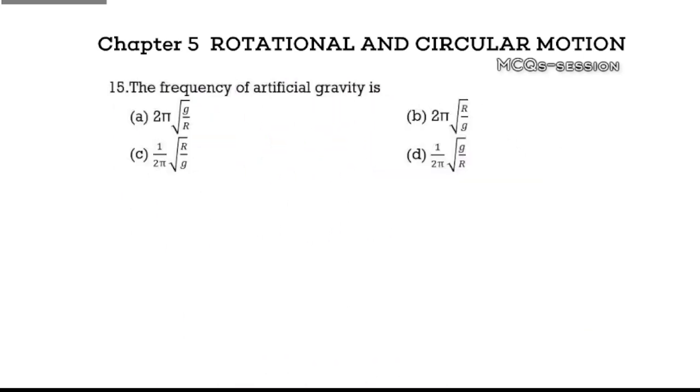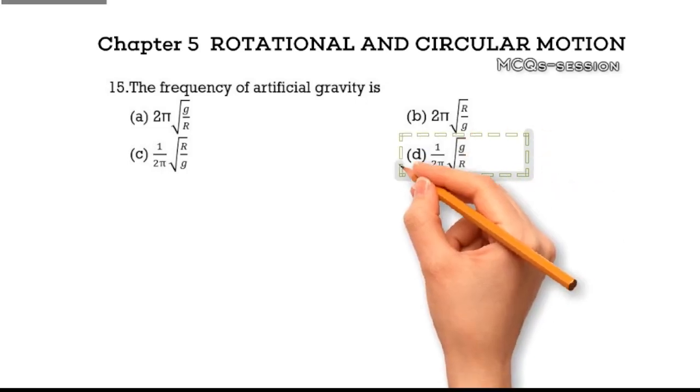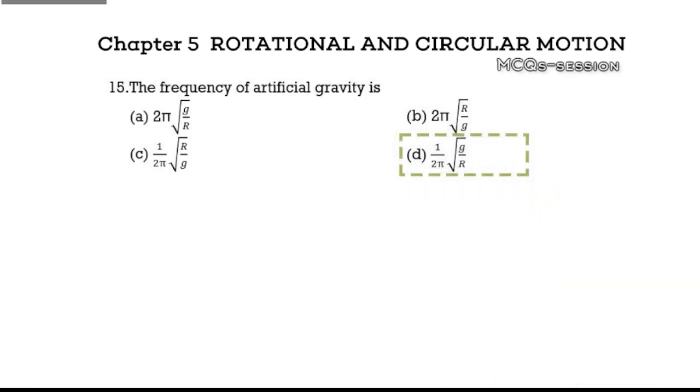2 pi times the square root of gravity divided by radius. B. 2 pi times the square root of radius divided by gravity. C. 1 divided by 2 pi times the square root of radius divided by gravity. D. 1 divided by 2 pi times the square root of gravity divided by radius. Pause and think. The answer is D. 1 divided by 2 pi times the square root of gravity divided by radius. Explanation. This formula is used to calculate the frequency needed to create artificial gravity in a rotating space station.